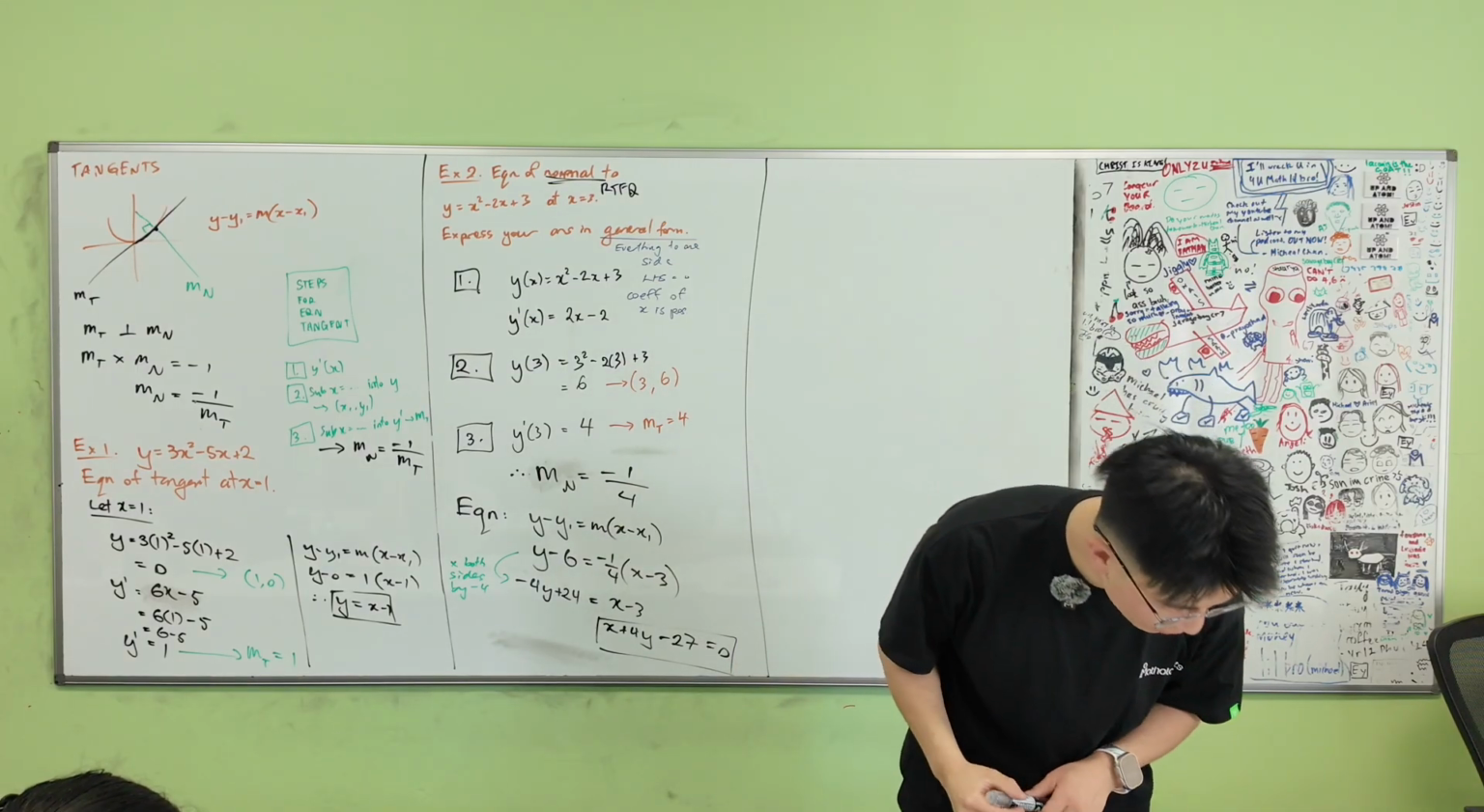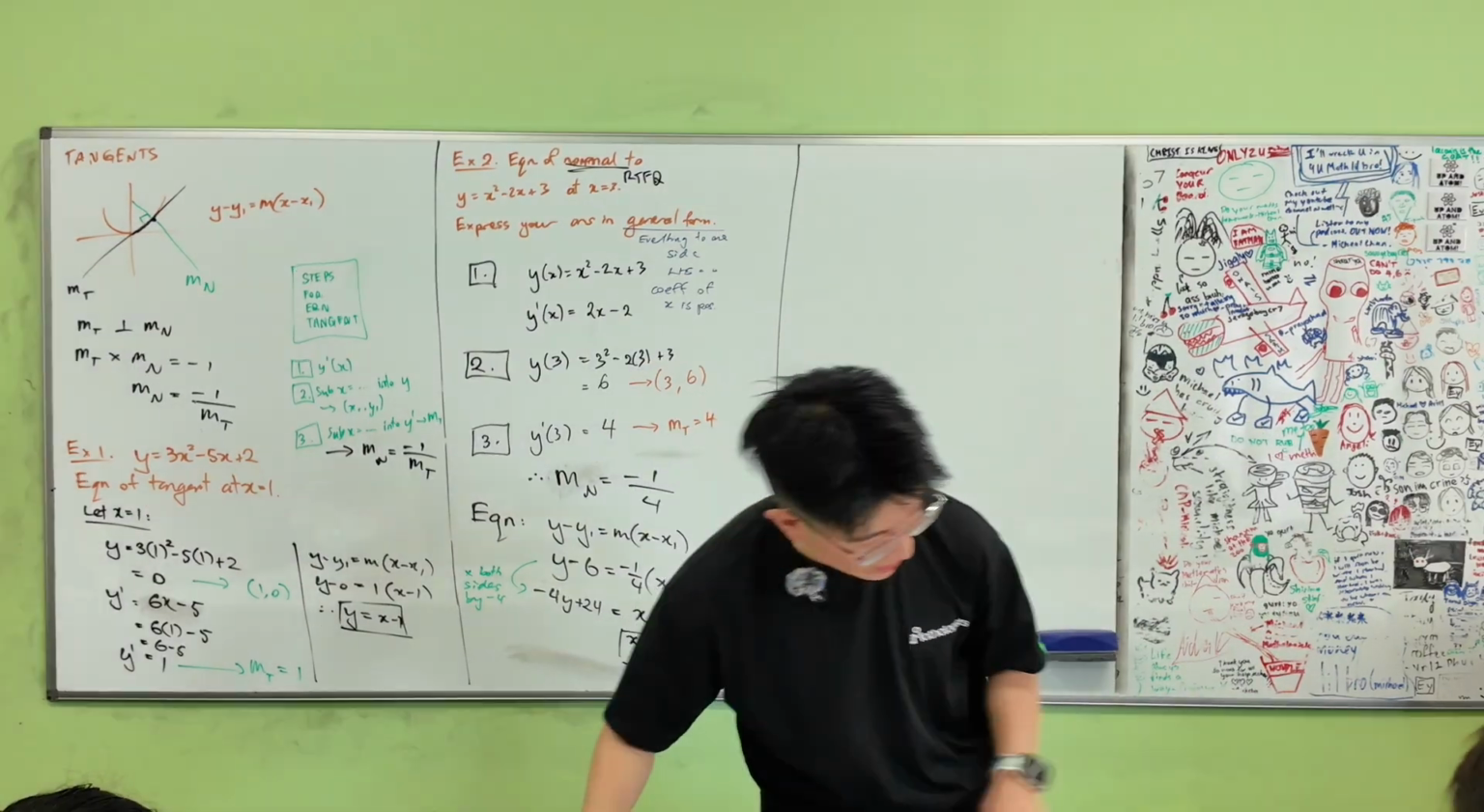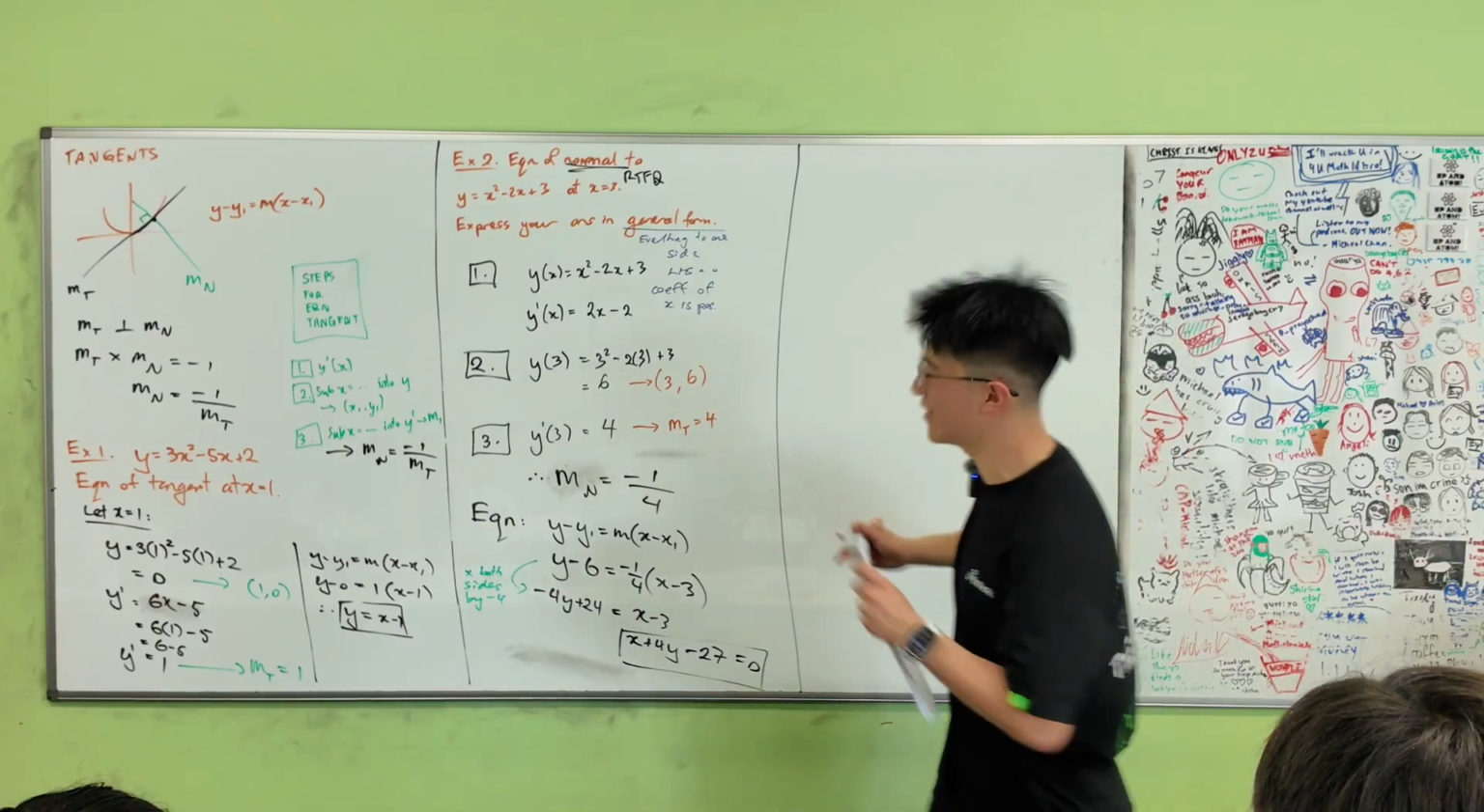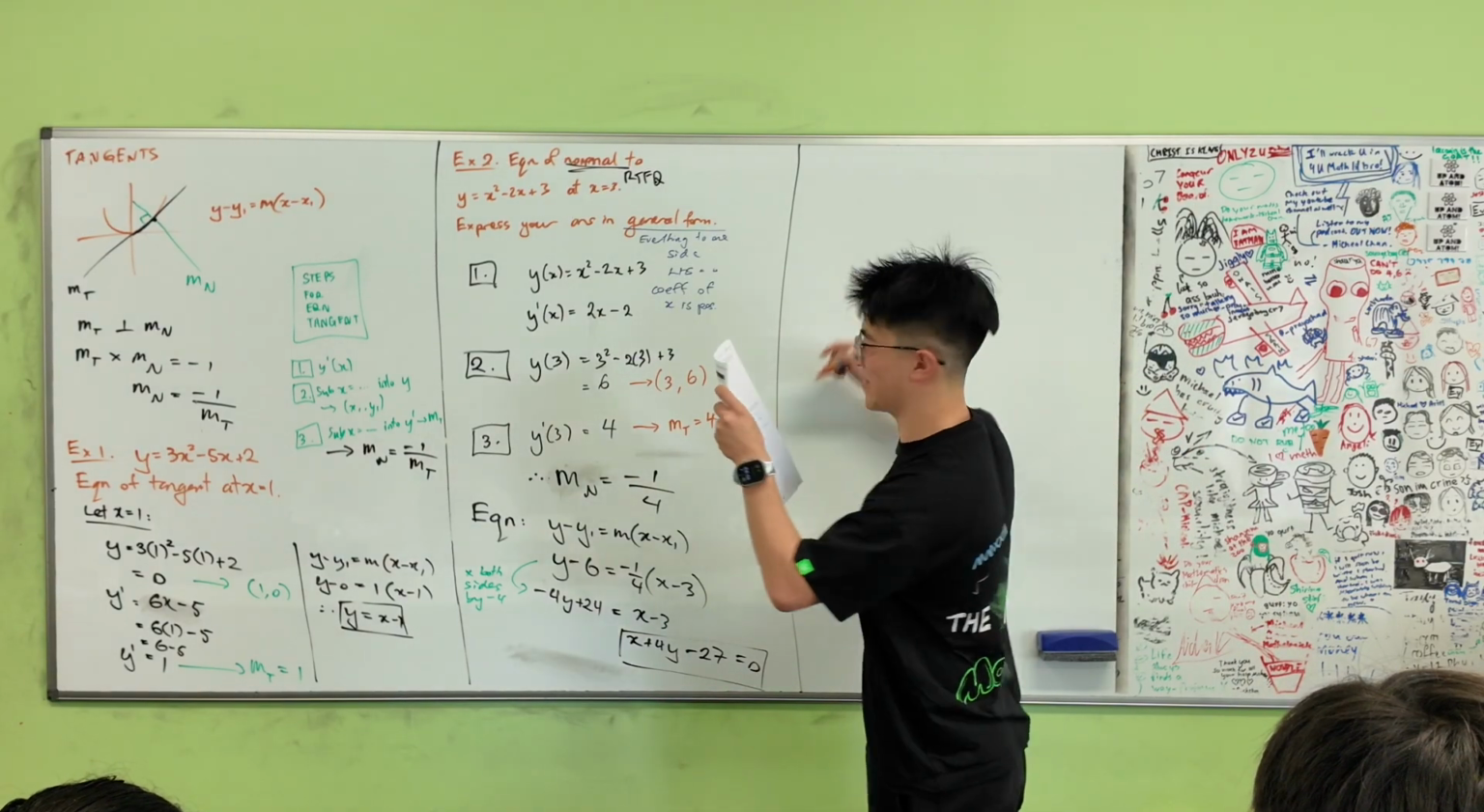Alrighty. Example 3. Now I want to find the horizontal tangents to this cubic.